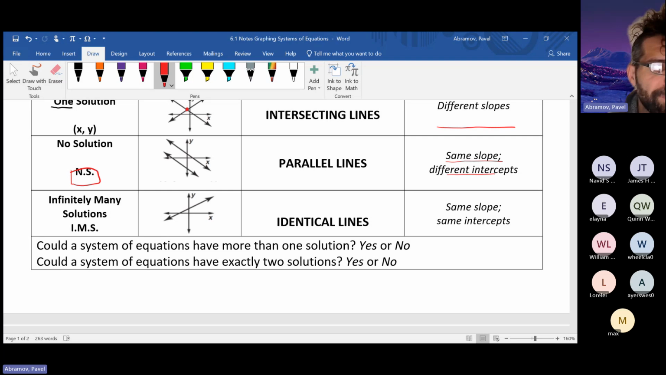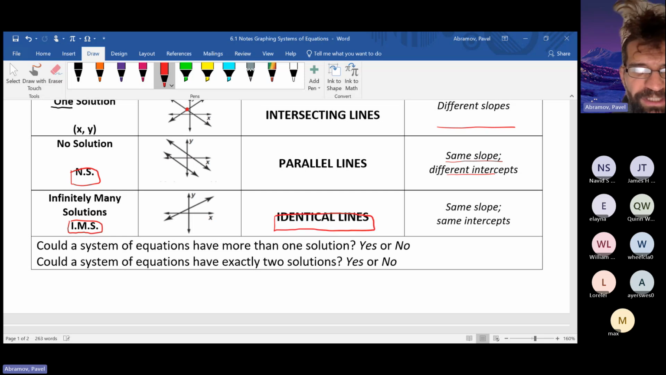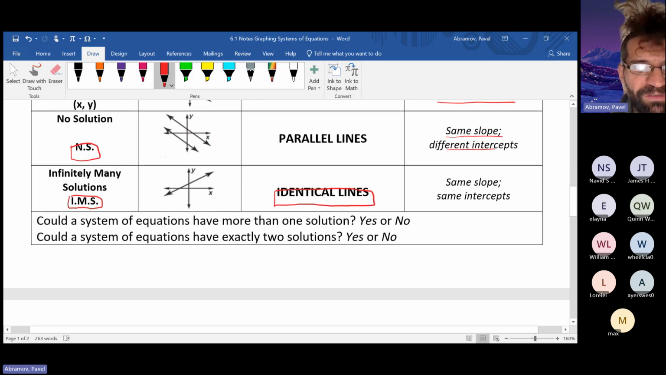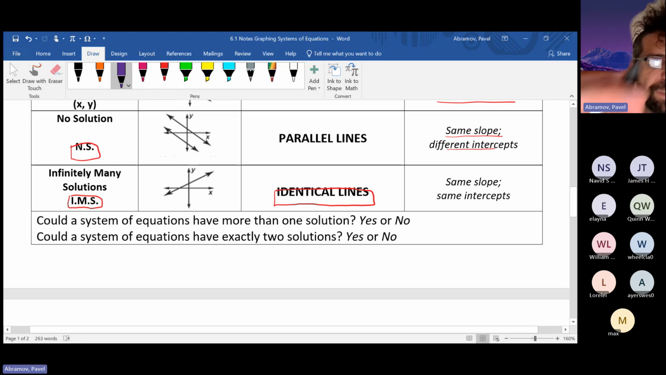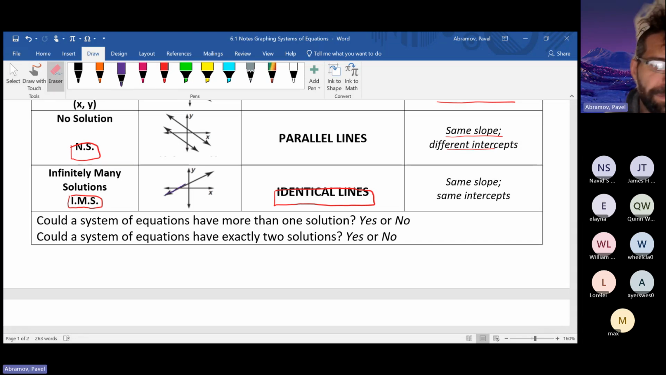Finally, we have infinitely many solutions. We also abbreviate it as IMS. And that happens when we have identical lines. So this is really hard to see in this picture because it looks like you have only one line, but that's because you basically have a line put in different colors. So we have, let's say, this red line, but then the second line is identical to this one. Therefore, it will lie exactly on top of it.